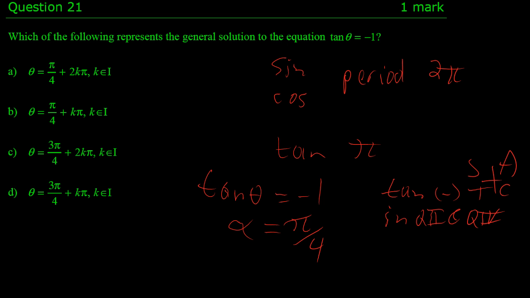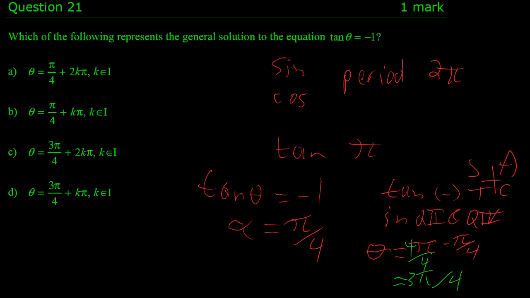So if we're figuring out the quadrant 2 solution, we simply go pi minus our reference angle. So pi minus, and if you're having trouble with common denominators, that's just 4 pi over 4. So we get 3 pi over 4.